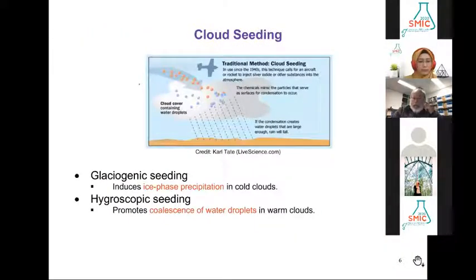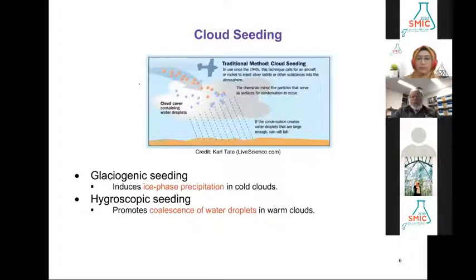All right, just a bit of background in cloud seeding. I think most of you may be aware of the cloud seeding concept, but this is a small graphic which illustrates you have a plane which is flying above clouds. It discharges chemicals, typically silver iodide pellets.